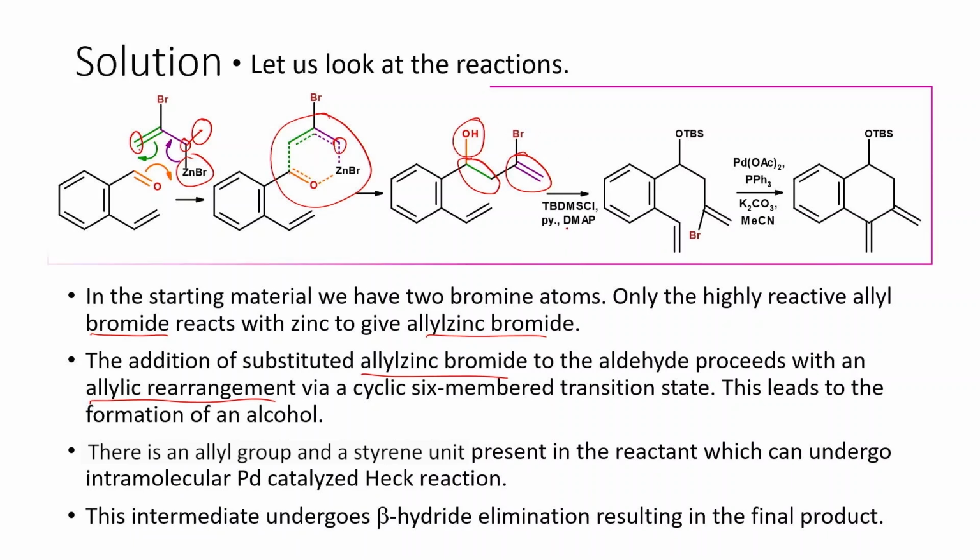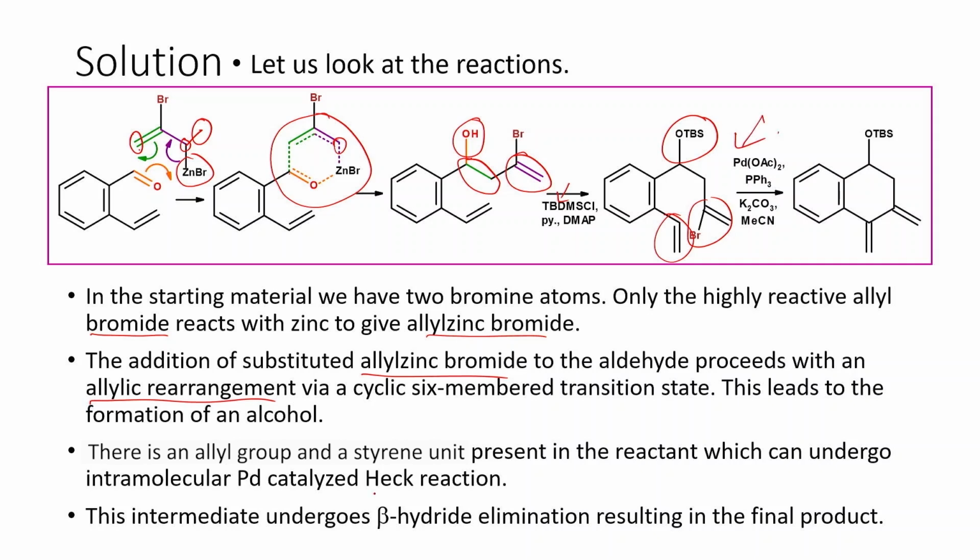Then this hydroxy group can be protected with the TBDMSCl and pyridine and DMAP. So this is protected. And we have the vinylic bromine, we have the alkene. So when you have vinylic bromine and alkene, you know what reaction you can actually carry out in the presence of palladium. So this particular thing undergoes cyclization to give the final product as shown here.